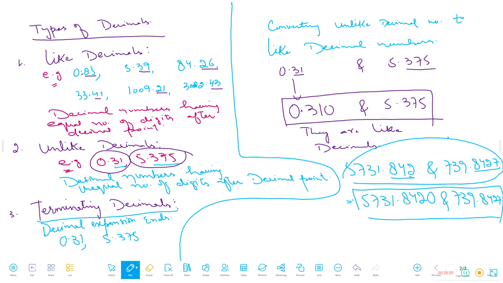So if it does not end, for example, I will take one more example here of non-terminating. The fourth type of decimal number is non-terminating. Non-terminating is one more type of decimal number. It's the fourth one. But remember, terminating and non-terminating are not in those syllabi. But I will give an example here.